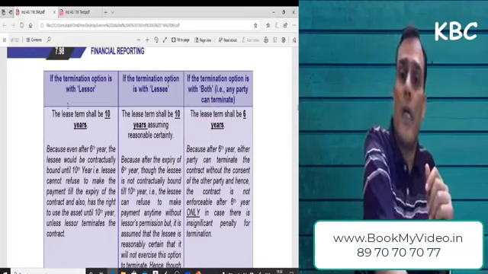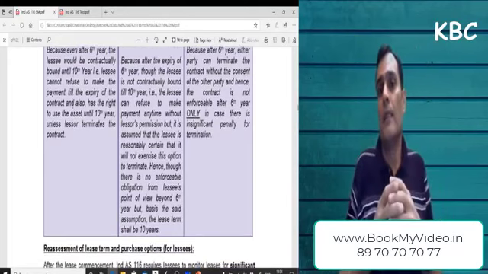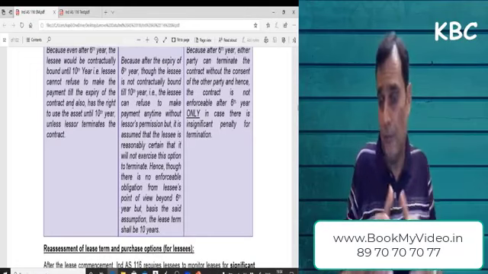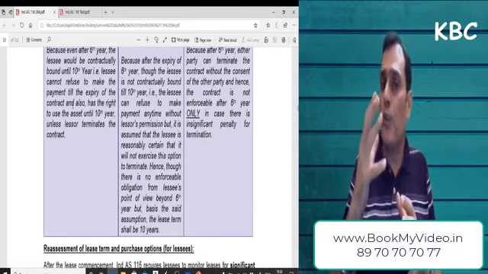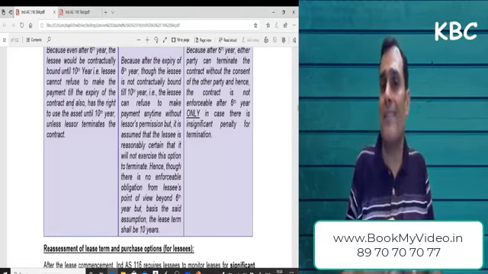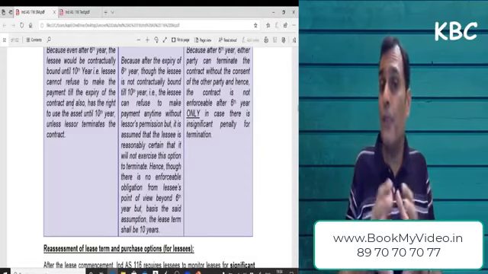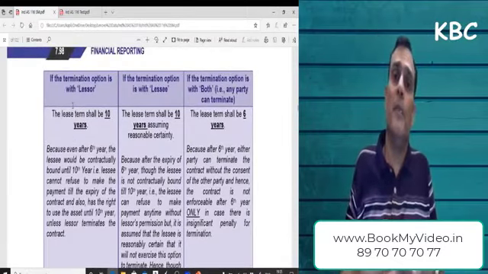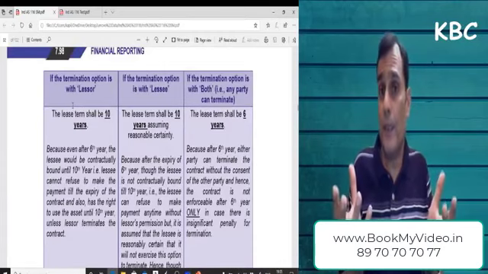And he gives you a reason because after the expiry of 6 years, though the lessee is not contractually bound, the lessee can refuse to make payments anytime without the lessor's permission, but it is assumed that lessee is reasonably certain that he will not exercise the option to terminate. He's got the rights, but we are taking an assumption he will not exercise the right to terminate. Hence, there is no enforceable obligation from lessee's point of view beyond 6 years, but based on the assumption, we're taking it to be 10. So that means if the lessee has got the option, the lease term could be a period of 10 or the lease term could be a period of 6 years, depends upon whether he will terminate or not.